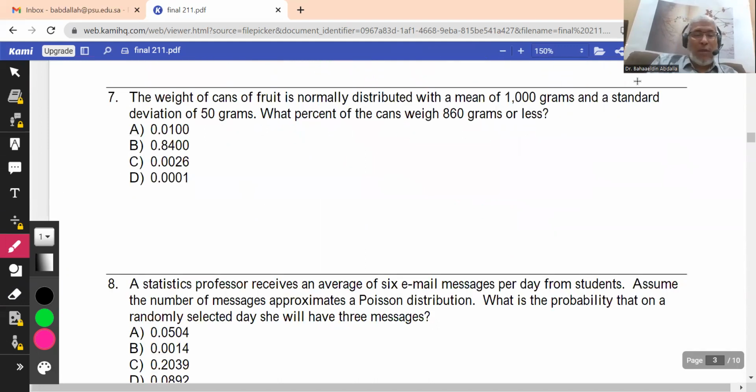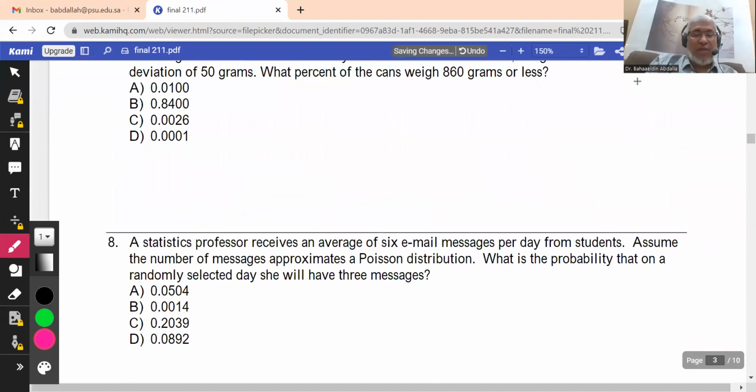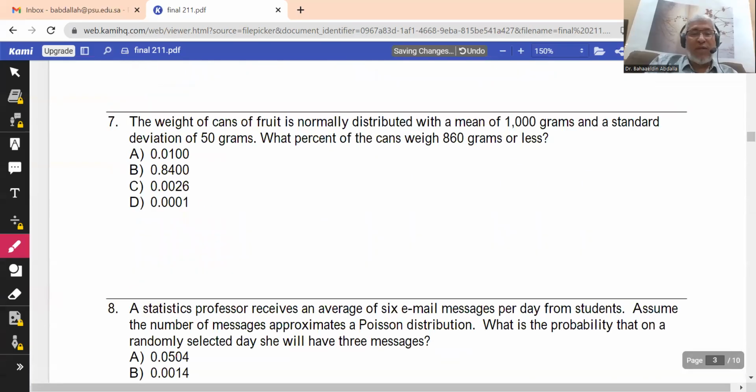Question 7, the weight of cans of fruit is normally distributed. So we have a normal distribution with a mean of 1000. So this is the mean, mu, not sigma.